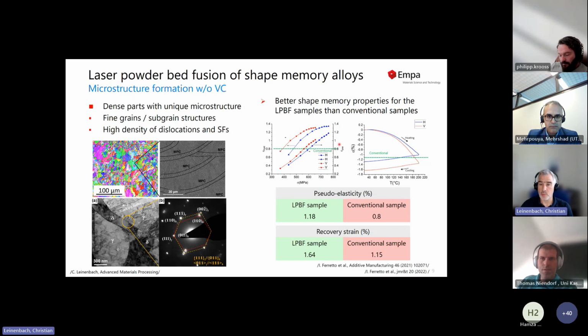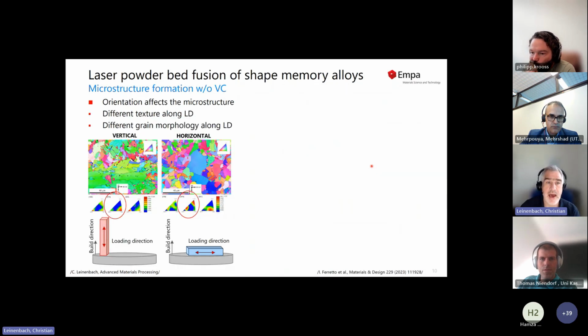So here, this is the pseudoelasticity, or in stress-strain curves, the loading-unloading curves, the hysteresis. So the dashed green line, that's the conventional part. And this on the right side, this is the free shape recovery, where we pre-strained the part to 4% and then measured how much of the 4% could be recovered upon heating and then cooling. So again, here you see the conventional alloy. You already see that there is an effect coming from the build direction, which I'm going to have a closer look at now.